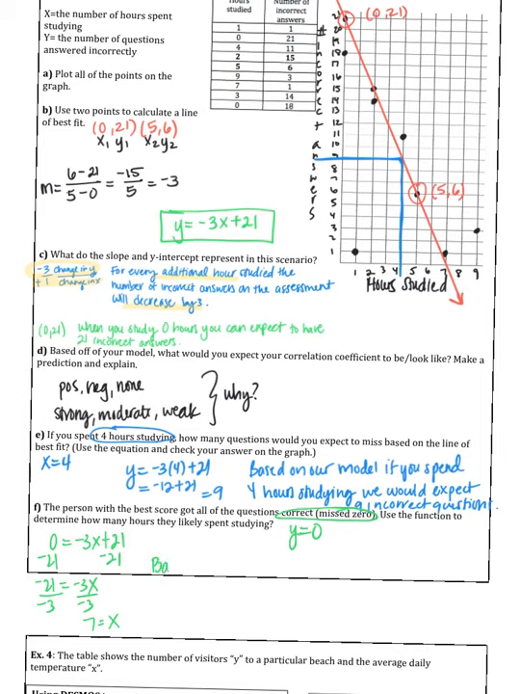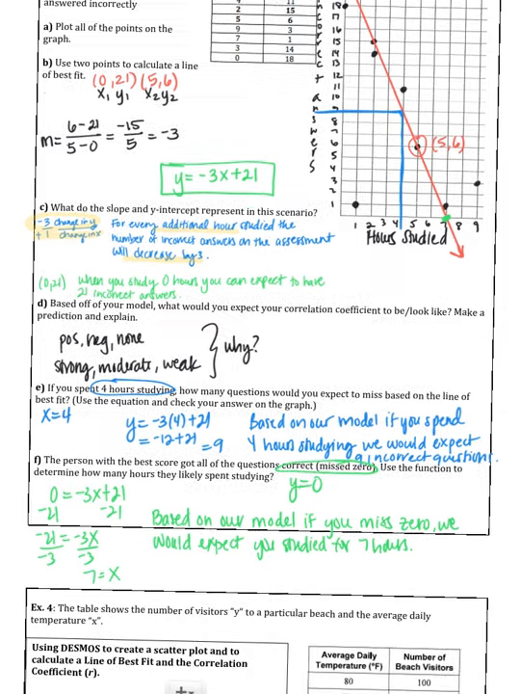So based on our model, if you miss 0, we would expect you studied for 7 hours. You can also see that by looking at the graph. When y equals 0, we see x equals 7. So your equation should verify what you see on your graph. It's always a good idea to show your equation and show your work.